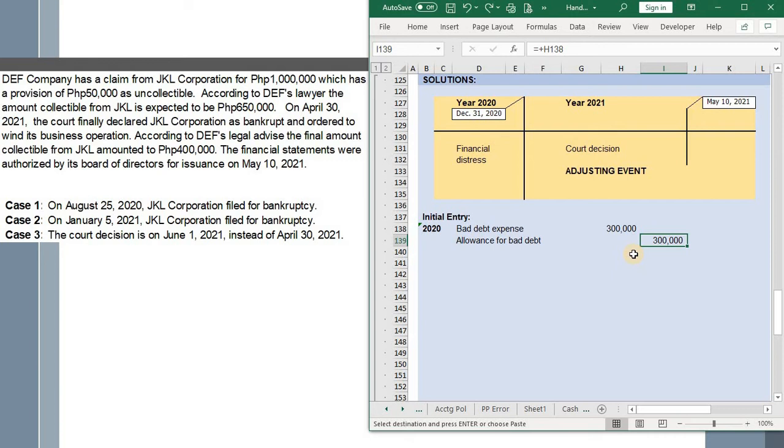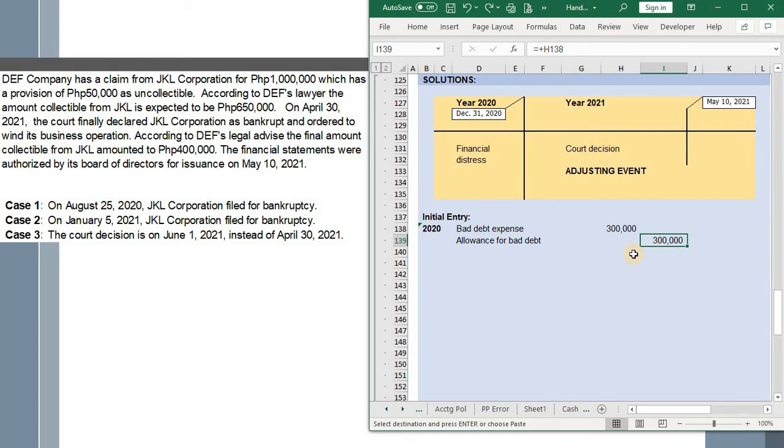So where did we get the 300,000 pesos? Based on the problem, according to DEF's lawyer, the amount collectible from JKL is expected to be 650,000 pesos, and that is the estimate in 2020, which means only 650,000 pesos is expected to be collectible out of a total of 1 million pesos. And that leaves the 350,000 pesos as uncollectible accounts. So the allowance for bad debts at the end of 2020 should be 350,000 pesos, and that is 1 million minus 650,000.